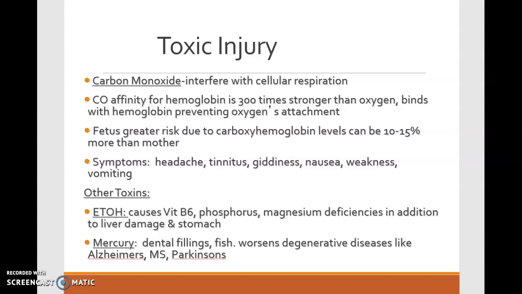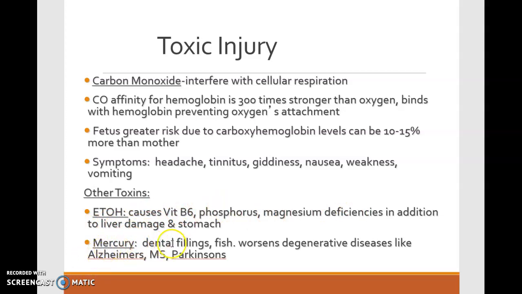You actually have to chelate it off of the hemoglobin through the blood and then free up those hemoglobin sites for oxygen to bind to. It's very deadly. Other toxins: alcohol, right, causes vitamin B, phosphorus, and magnesium deficiencies, in addition to liver damage and stomach damage.